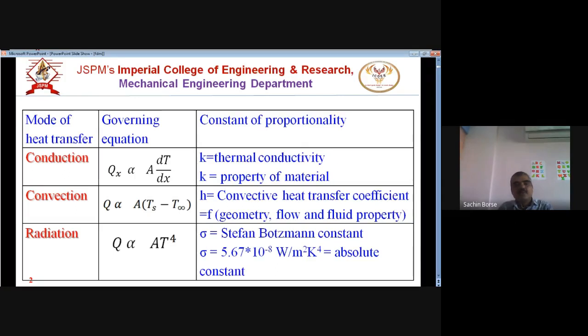Now, on what basis have we derived this equation? Please understand that the basis is the first law of thermodynamics. The basis for deriving this equation is the energy equation, that is, the first law of thermodynamics. Please understand, for the first law of thermodynamics, there are two mathematical equations.